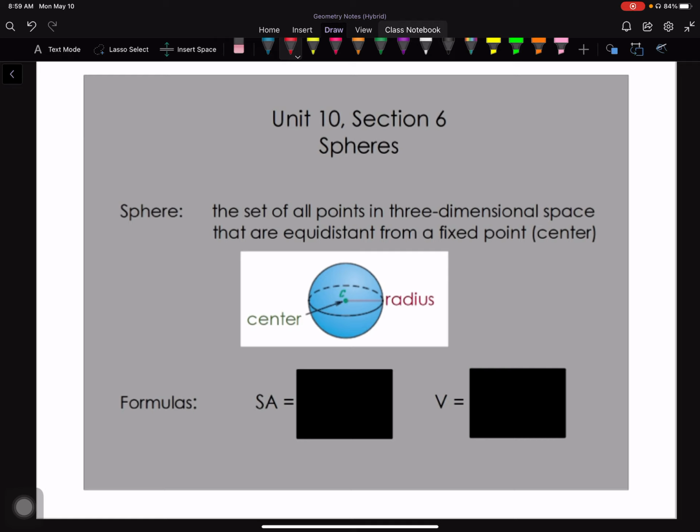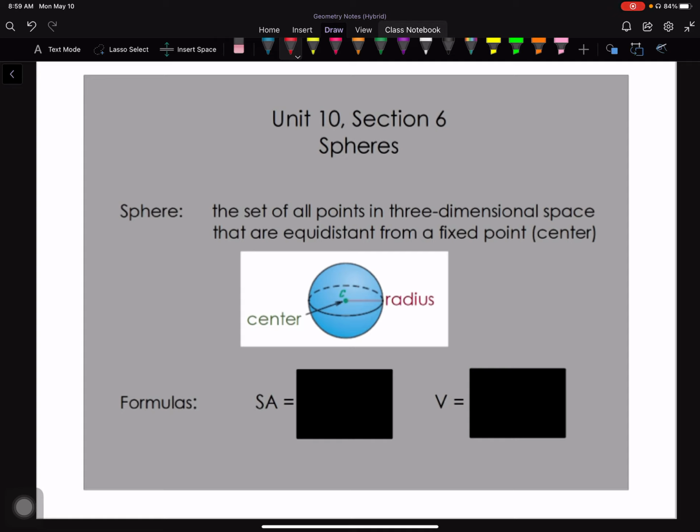So a sphere is the set of all points in three-dimensional space that are equidistant from a fixed point. It doesn't matter which direction you go from the center. You can go left, right, up, down. You can go diagonally. You can go forward, backward, whatever. It's all the same distance. They're all the same fixed distance from the center.